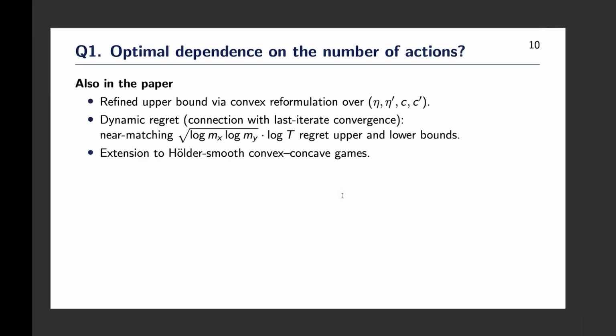And I'm not going to give the details, but we also investigated the convex reformulation of regret upper bounds to get the optimal rate, and also dynamic regret. We investigated dynamic regret, which has a deep connection with last iterate convergence, and provided regret upper and lower bounds for dynamic regret. And we also extended to the Hölder smooth convex-concave games.